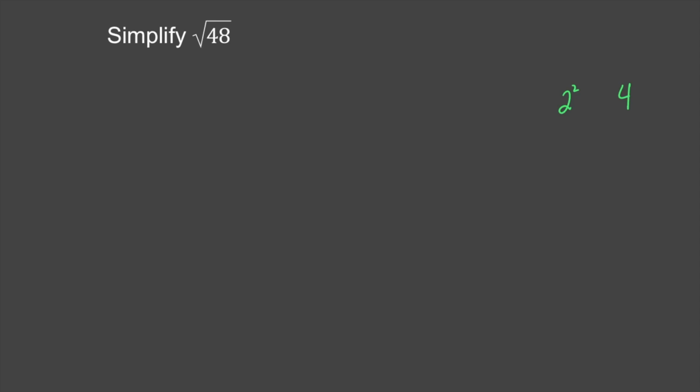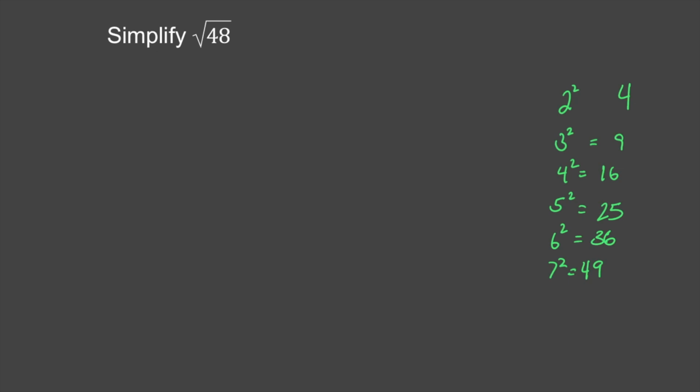And sometimes it helps when you're first doing this to make a list of perfect squares. So I'm just going to do that quickly. 3 squared is 9. 4 squared is 16. 5 squared is 25. 6 squared is 36. And then we have 7 squared, which is 49. And there's no point in going any higher because our number is only 48, and we've already passed that number.